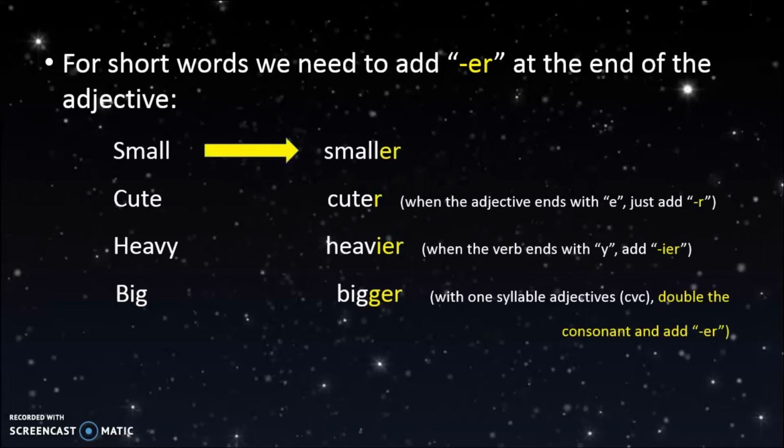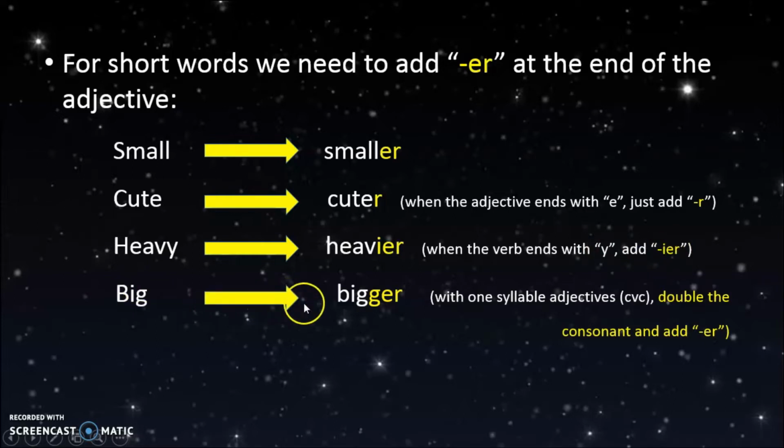For example, small, smaller; cute, cuter, because the adjective ends with e, so we just need to include r. Heavy, heavier, with ier, because when the adjective ends with y, we need to add ier. And finally, big, bigger, with double G, because for one-syllable adjectives with consonant, vowel, and consonant, we have to double the consonant and then we include er.